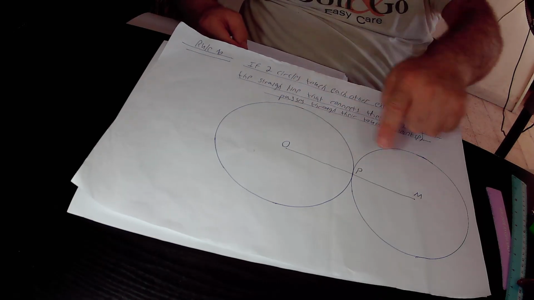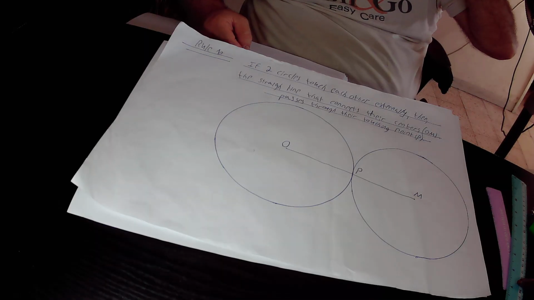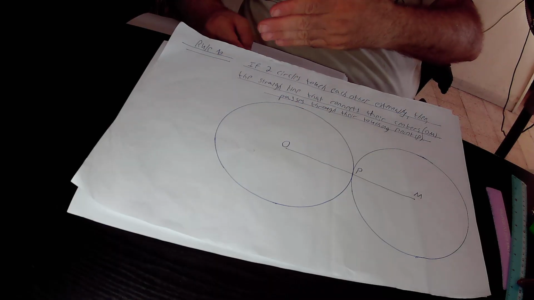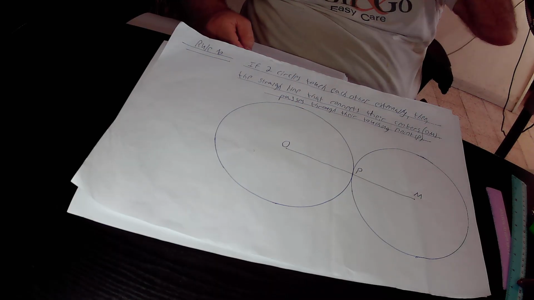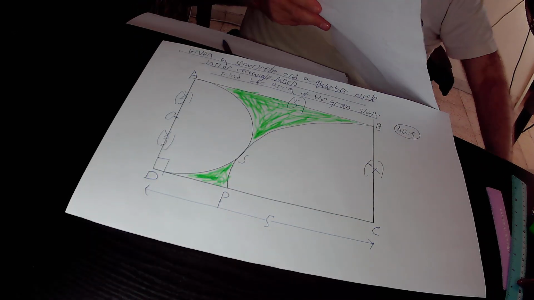Again, the side line OM must pass through their touching point, that is this point P. Or OPM is one side line. Again, according to this rule 10, OPM is one side line. So we can actually implement rule 10 in our drawing.